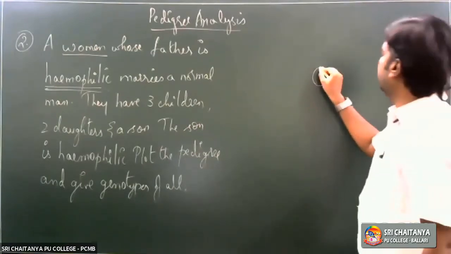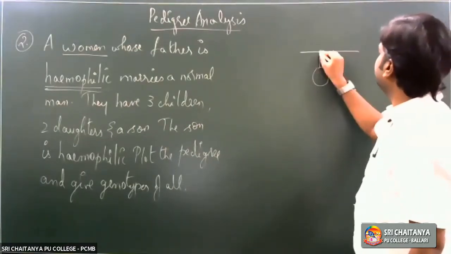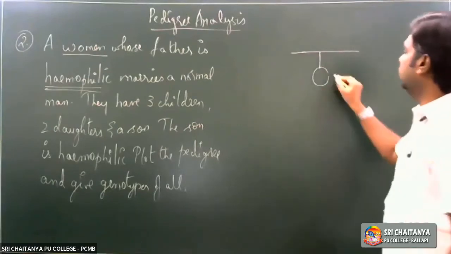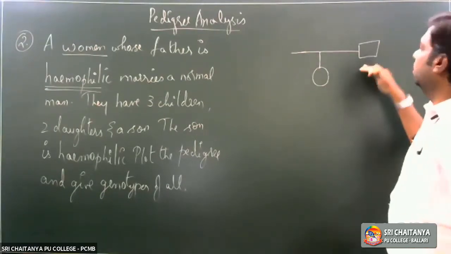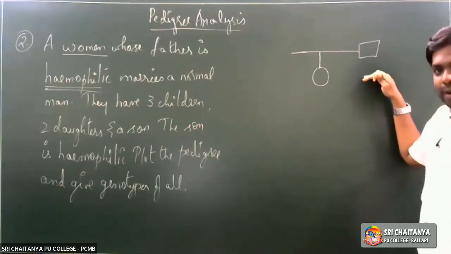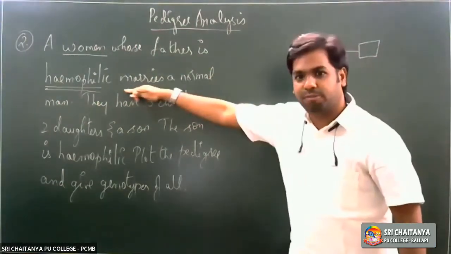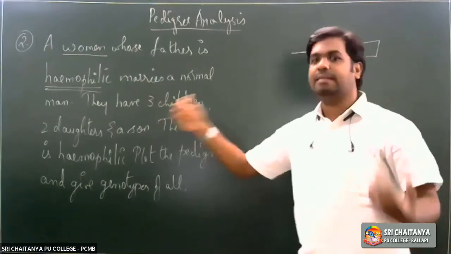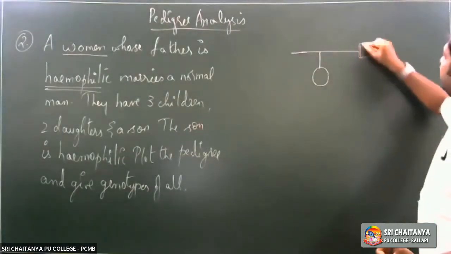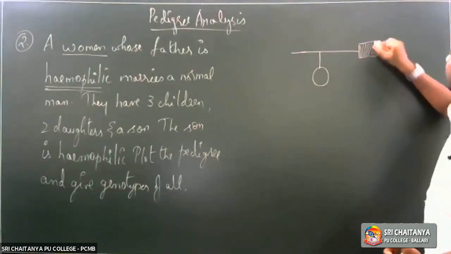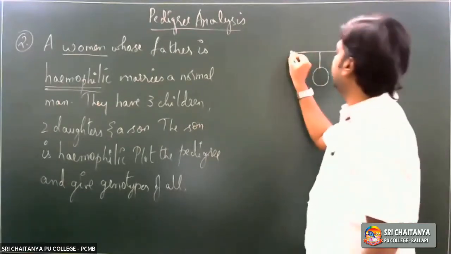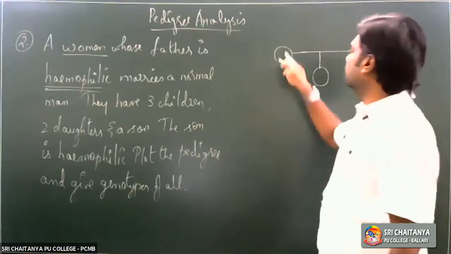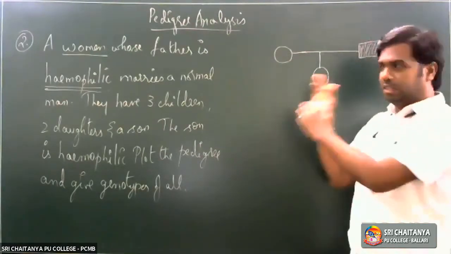Now this woman has a father. Right. So we are talking about the parents of this woman. Father is said to be hemophilic. How do we demonstrate a male? It is a square. And we are told that father is hemophilic. If father is hemophilic, father is affected. How do we show an affected male? A solid square. So father is affected. Now anything about the mother? They have not said anything about the mother, so mother would be normal. This is the condition we have.